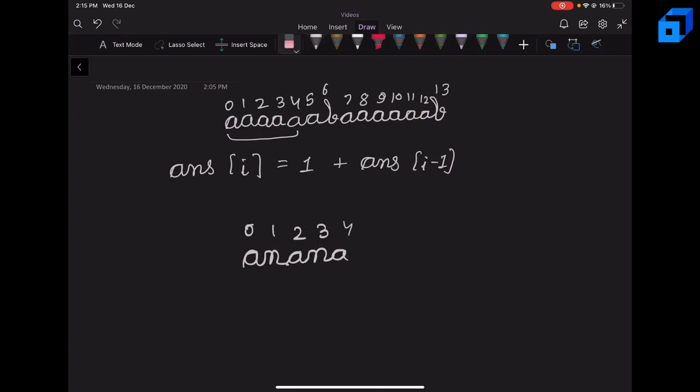So let's find the prefix function for each index here. For the 0th index, it will be 0 because we do not have any proper prefix. For AN, it will again be 0 because we do not have any proper prefix which is also a suffix. For ANA, it will be 1 because A is both a prefix and a suffix. Now for ANAN, this will be 2, because AN is the largest prefix which is also a suffix of the string, and the length is 2. And for ANANA, it will be 3, because ANA is the largest prefix which is also a suffix of this string. So ANA and ANA. So this will be 3.